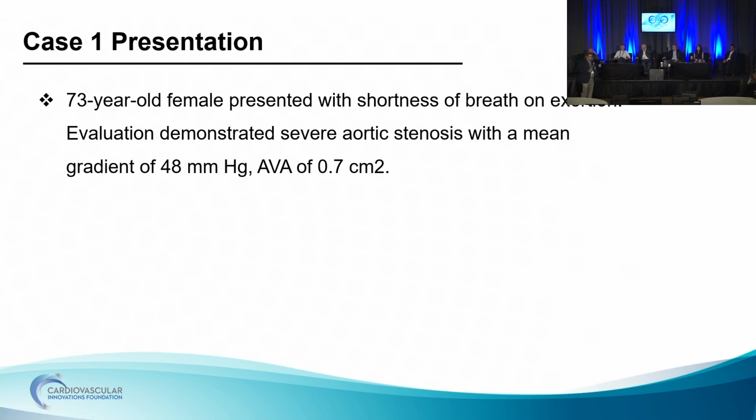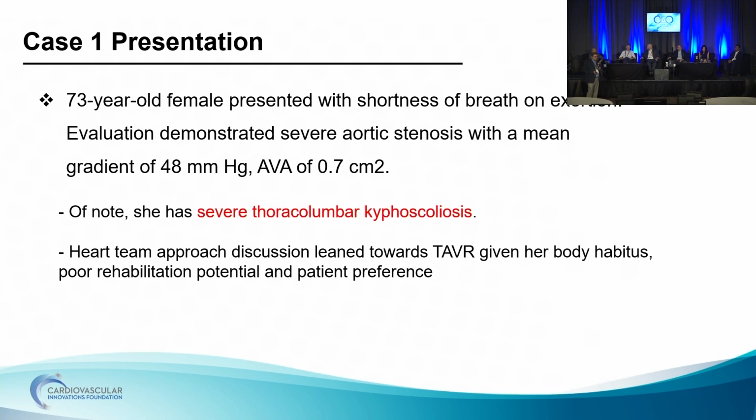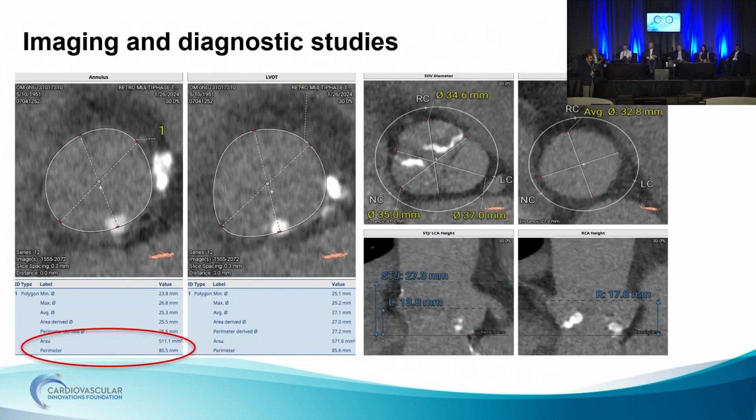Case one is a 73-year-old female who presented to us with shortness of breath on exertion. Evaluation showed severe aortic stenosis with a mean gradient of 48 and valve area of 0.7. Of note, she has severe thoracolumbar kyphoscoliosis. She basically sits at 30 degrees 24/7. Her team approach discussion leaned towards TAVR given her body habitus, poor rehab potential, and patient preference.